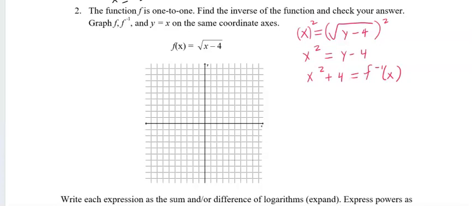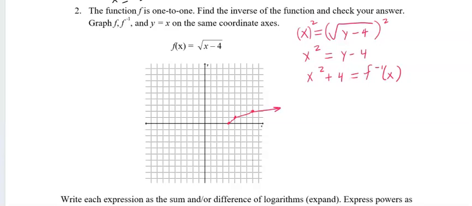All right, and so I'm going to graph the function. So this is the square root parent that has been shifted 4 units to the right. So all the points on that square root parent, so (0, 0), (1, 1), (4, 2), moved 4 to the right. And that's really as far as we need to go. So there's the square root parent. And then we're going to graph the inverse.